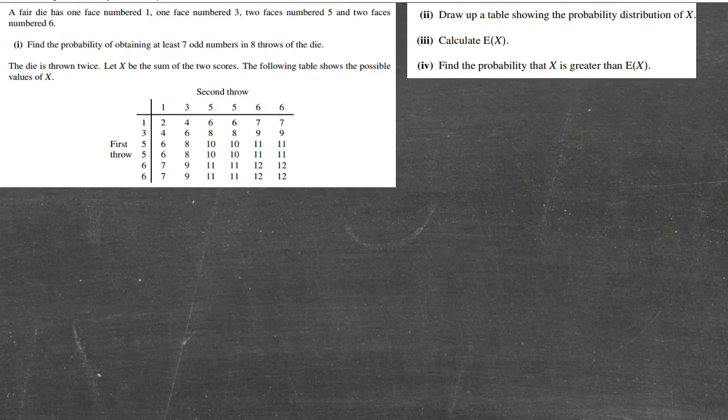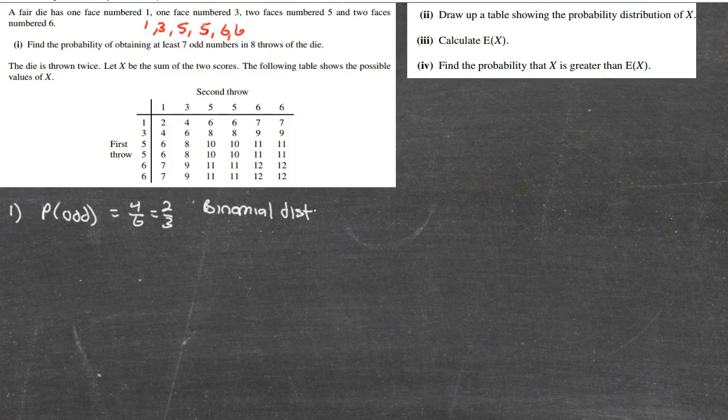Okay, page 147, number 16. All right, so we got a weird dice here. We've got numbers 1, 3, 5, 5, 6, 6 on this dice. First thing you want to do, find the probability of obtaining at least 7 odd numbers in 8 throws of the dice. All right, well, the probability of getting an odd number out of this dice is 4 out of 6, or 2/3. And then I should ask myself, is this a binomial distribution?